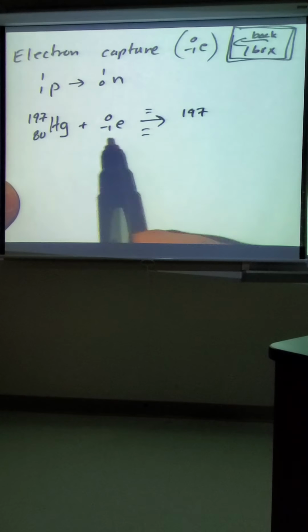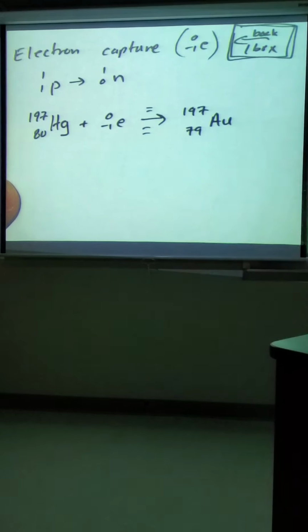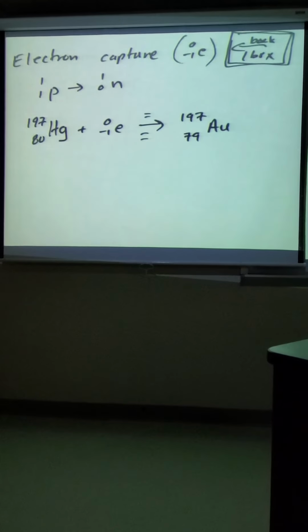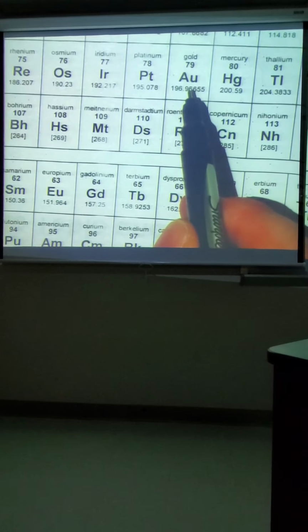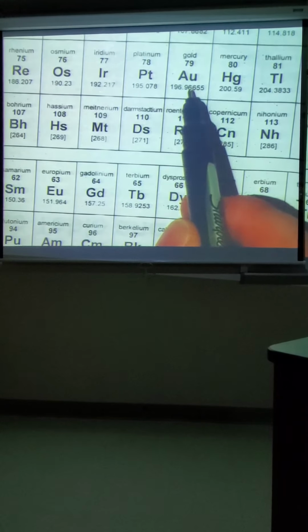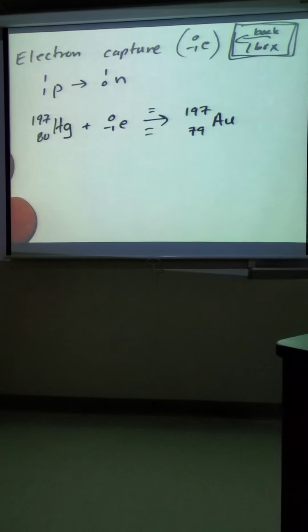But now we have 80 subtract 1, that's 79, and now this is gold. If we look at the periodic table, mercury just moved backwards one box, just like we'd expect. So if you don't like the math, just think of the direction. So how did this happen?